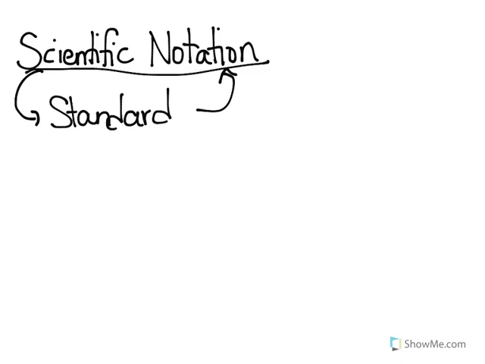Standard numbers are your numbers that look like 12,000. That's a standard notation. Scientific notation is when you take this 12,000 and you rewrite it to make it shorter and simpler, or for science.